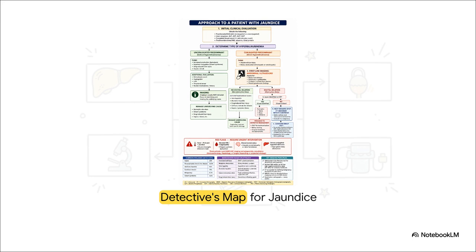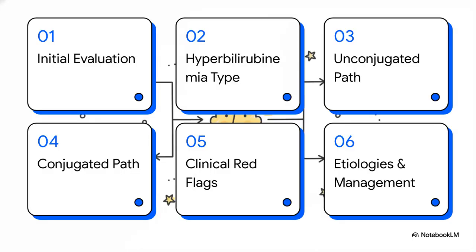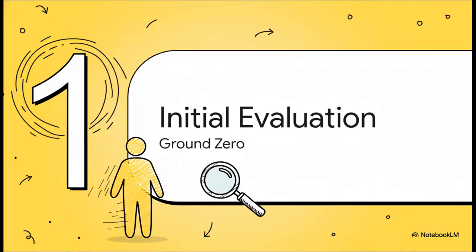We're going to break this whole process down piece by piece. So here's our game plan. We'll start with the initial evaluation, figure out the hyperbilirubinemia type, walk down both the unconjugated and conjugated pathways, flag the critical red flags, and wrap up with etiologies and management. Let's jump right in. Step 1, the initial clinical evaluation.